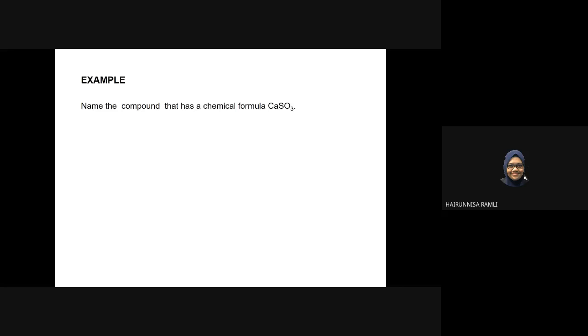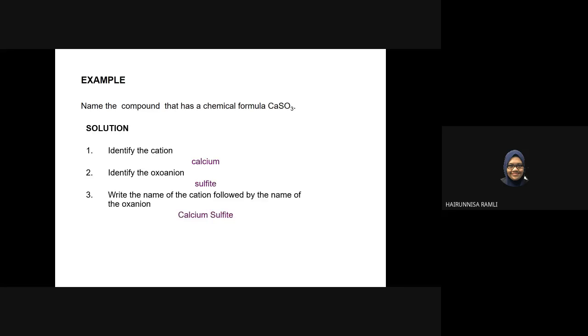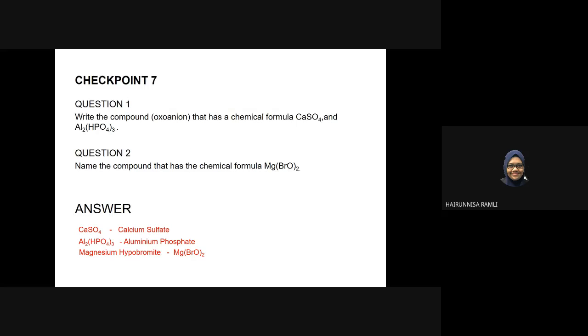Okay, so checkpoint 7. Write the compound. Dah ada juga jawapan kat sini. Check lah kat situ betul tak? Write the compound that has a chemical formula CaSO4 and Al2(HPO4)3. Ni baru je cakap tadi kan, tadi CaSO3, now CaSO4. So SO4 is sulfate. Okay, boleh eh? Yang ni senang kan?